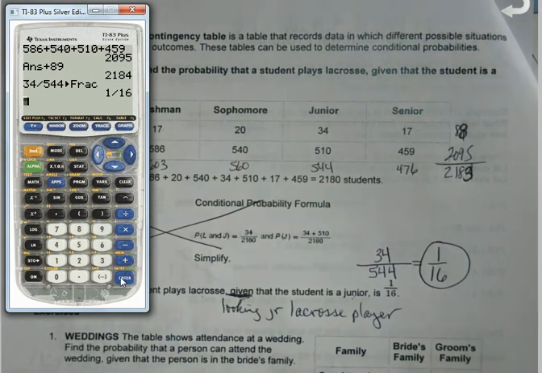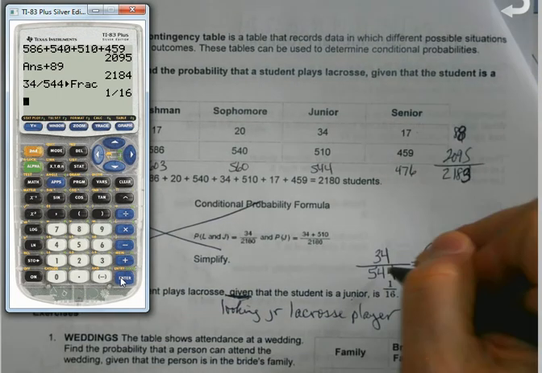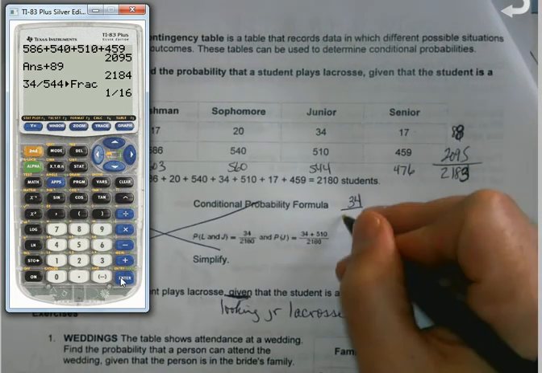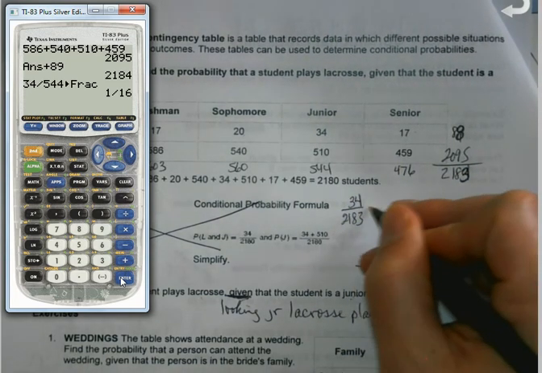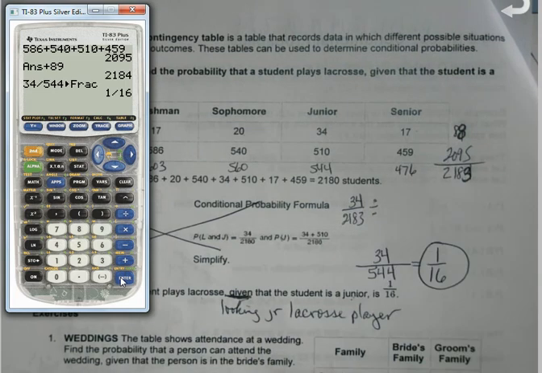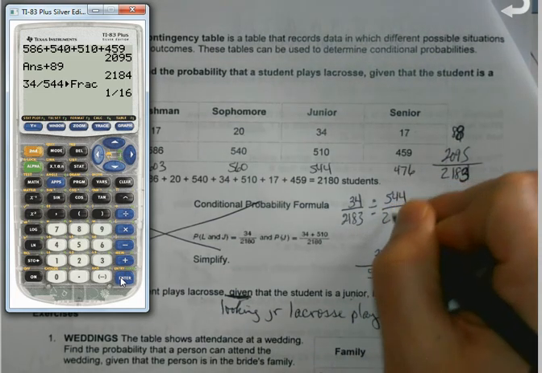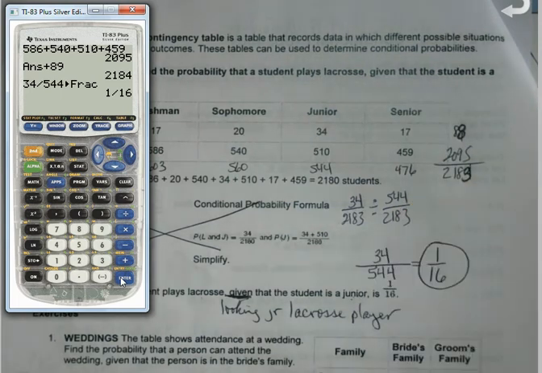There will be a 1 out of 16 chance. Now, if I wanted to use it using all the fractions, because again, I shortcut it a little bit, I'm not going to lie. This would come from me doing 34 out of the total divided by 544 over 2183. If I was really following every step of the mathematics with this, that would be the way this would set up.